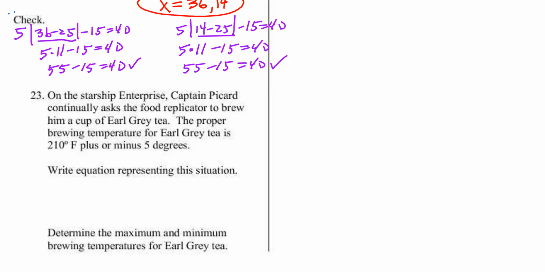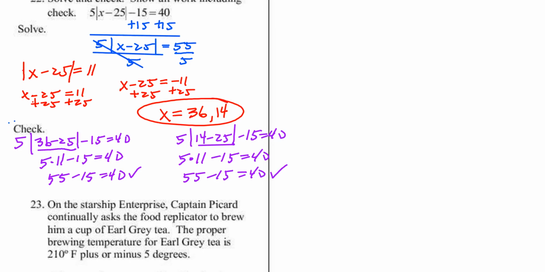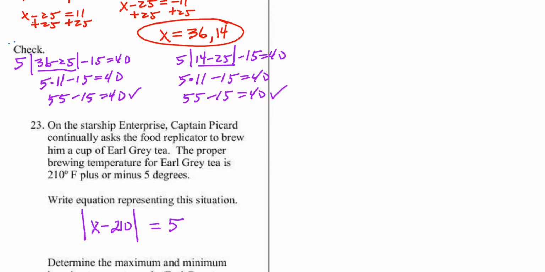23. Starship Enterprise. Captain Picard asked for the food replicator to brew him a cup of Earl Grey tea. The brew temperature is 210 plus or minus 5 degrees. So we need to write an equation. Remember, since it's plus or minus, the way we get that is with absolute value. So the absolute value of something should be 5 degrees. And the something that we're taking the absolute value of is the actual temperature of the tea minus the stated temperature of the tea, which is 210. So the absolute value of x minus 210 is equal to 5 degrees.